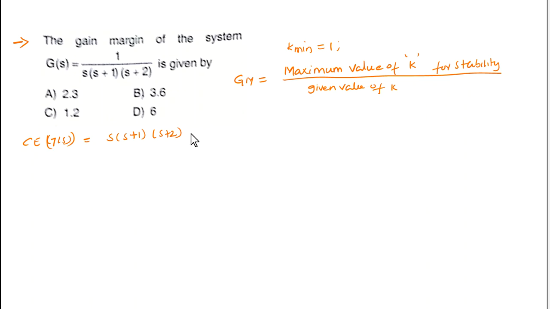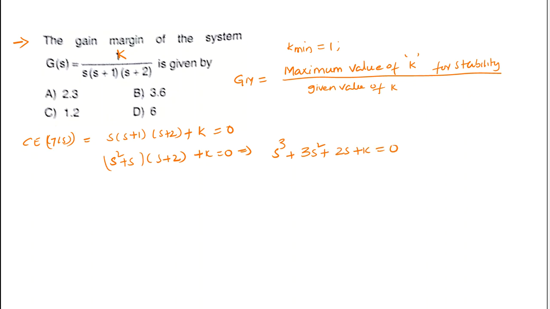So plus, let me take the K value here. Instead of taking 1 here, I'll take K here. So the characteristic equation is equal to 0: S square plus S into S plus 2 plus K is equal to 0. Once you simplify this equation, we get S cube plus 3S square plus 2S plus K is equal to 0.